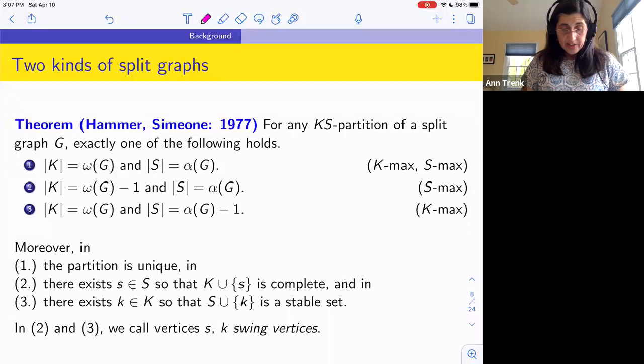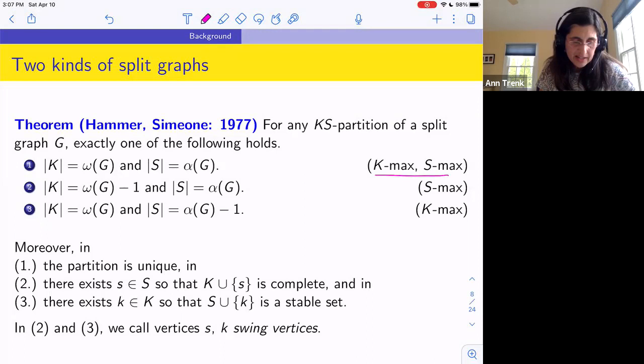So here's a really nice theorem about split graphs. It says that when you have one of these KS partitions of a split graph, then you're in one of the following three categories. Either you're in the category of being both K-max and S-max, that is, the K is of size omega of G and the stable set is also the largest stable set in the graph.